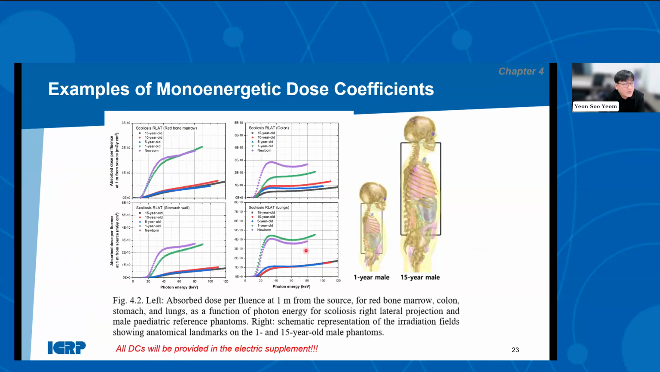This graph shows an example of the organ dose coefficient for scoliosis right lateral projection and male pediatric phantoms. As you can see, there is some variation depending on age, even though the amount of variation and the trend are different for different organs. So this is an example. Anyway, all the values of the monoenergetic dose coefficients calculated will be provided in the electronic supplement.